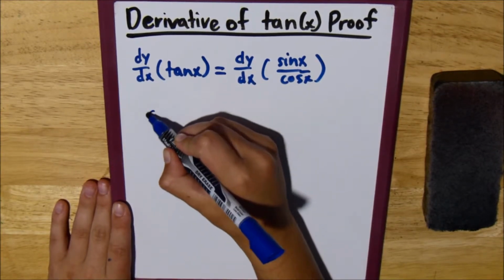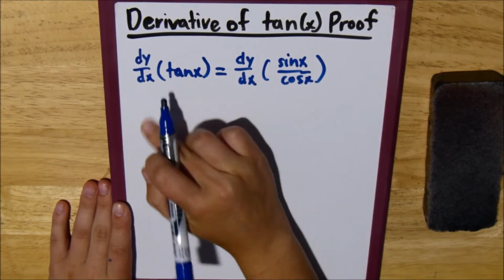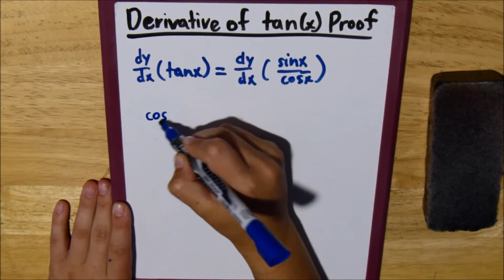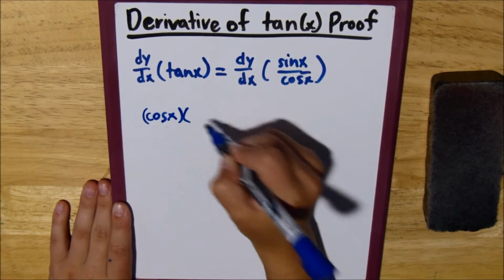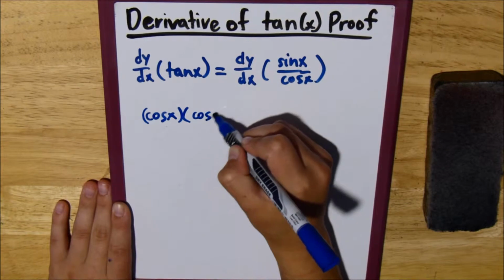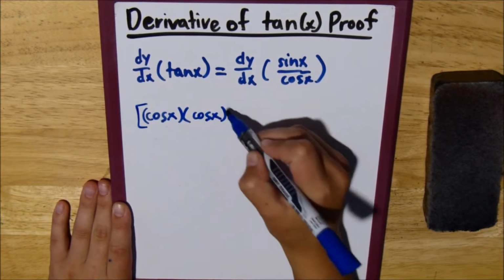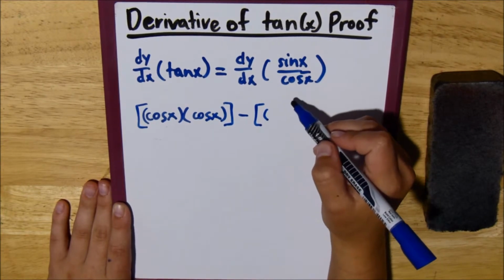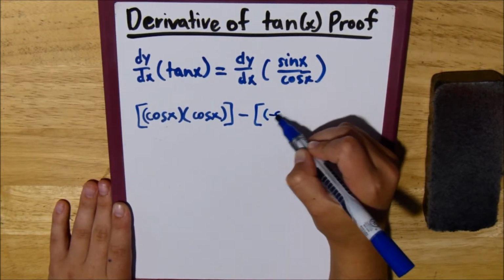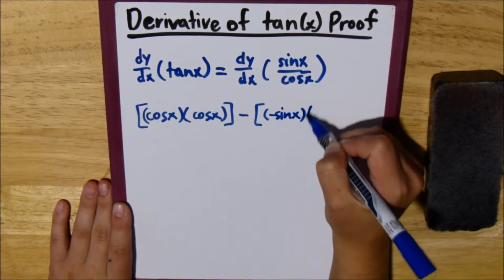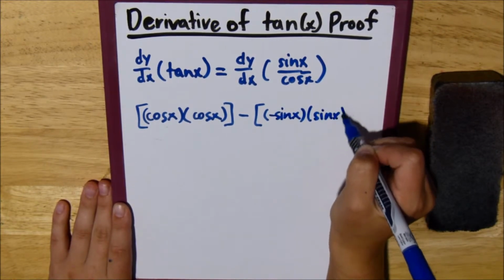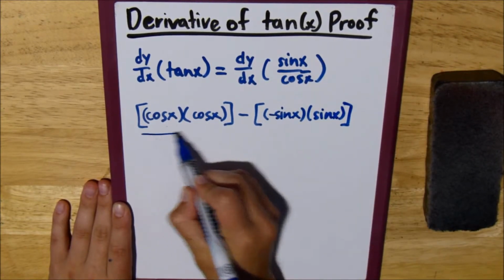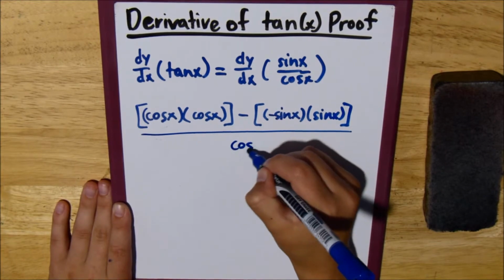So, take the derivative of the numerator, multiply it by the denominator, then we subtract the derivative of the denominator, which is negative sine of x, and multiply it by the numerator, all over the denominator squared.